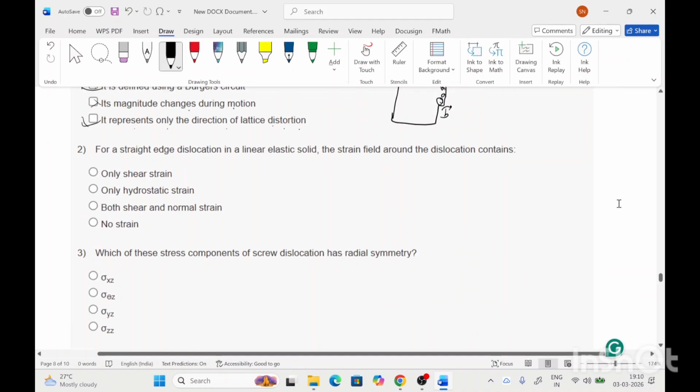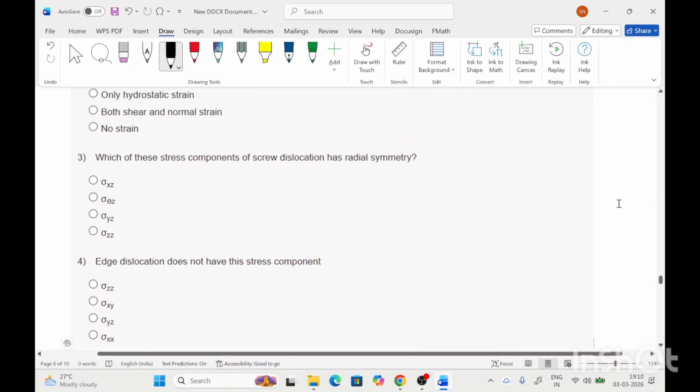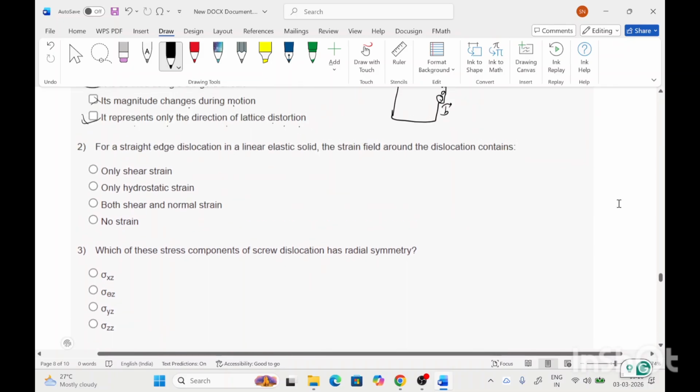Second question: for a straight edge dislocation in a linear elastic solid, the strain field around the dislocation contains. So for a straight dislocation, which stress components do we have? I mean normal stress component, or sorry, not normal, and shear.